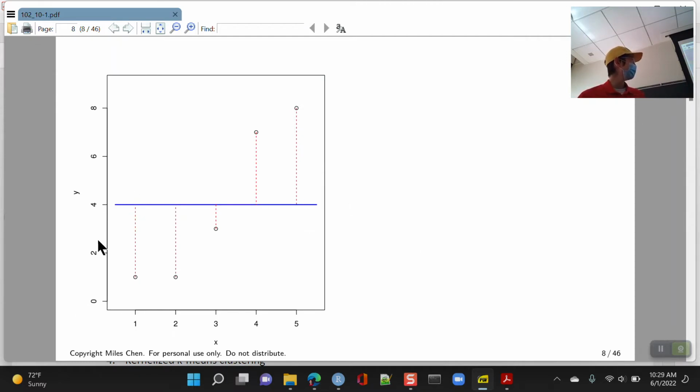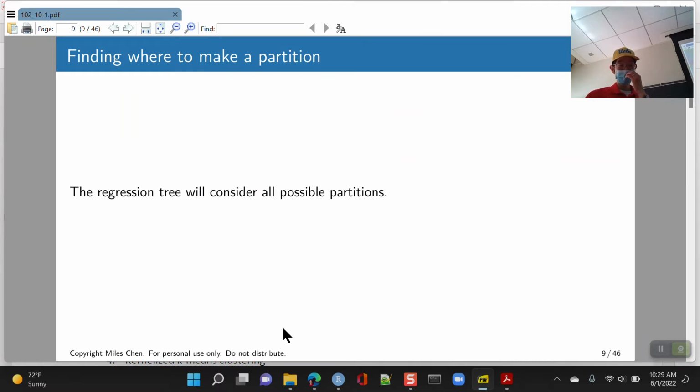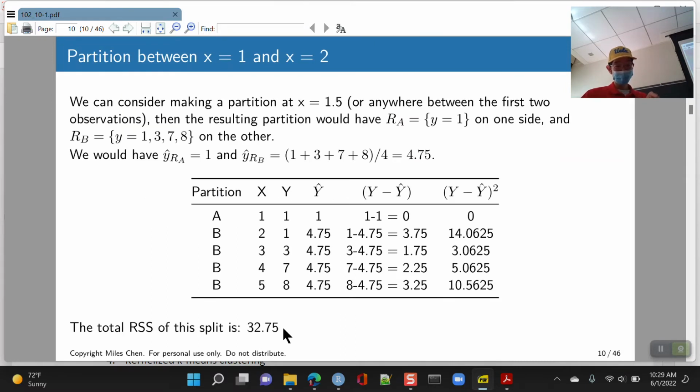We put 4. These are the residuals, and if we square these residuals, we get 44. Okay, so we're going to consider all possible partitions. So the first one, we split x. We form the partition between x is 1 and x is 2. Okay, so this first value goes into partition A. The other 4 go into partition B. And we ask, what is the RSS here?